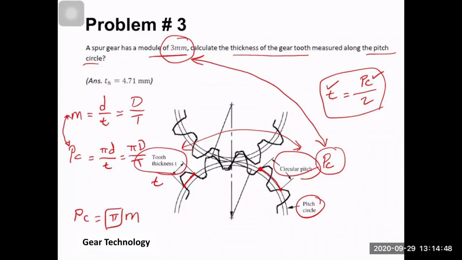So it just means that we can take the module here, which is 3, multiplied by pi. It's going to give us PC, right? Once we have PC, we can go to this equation, divide PC by 2, and then we get the thickness of the tooth, right? Now this is the solution of the problem.